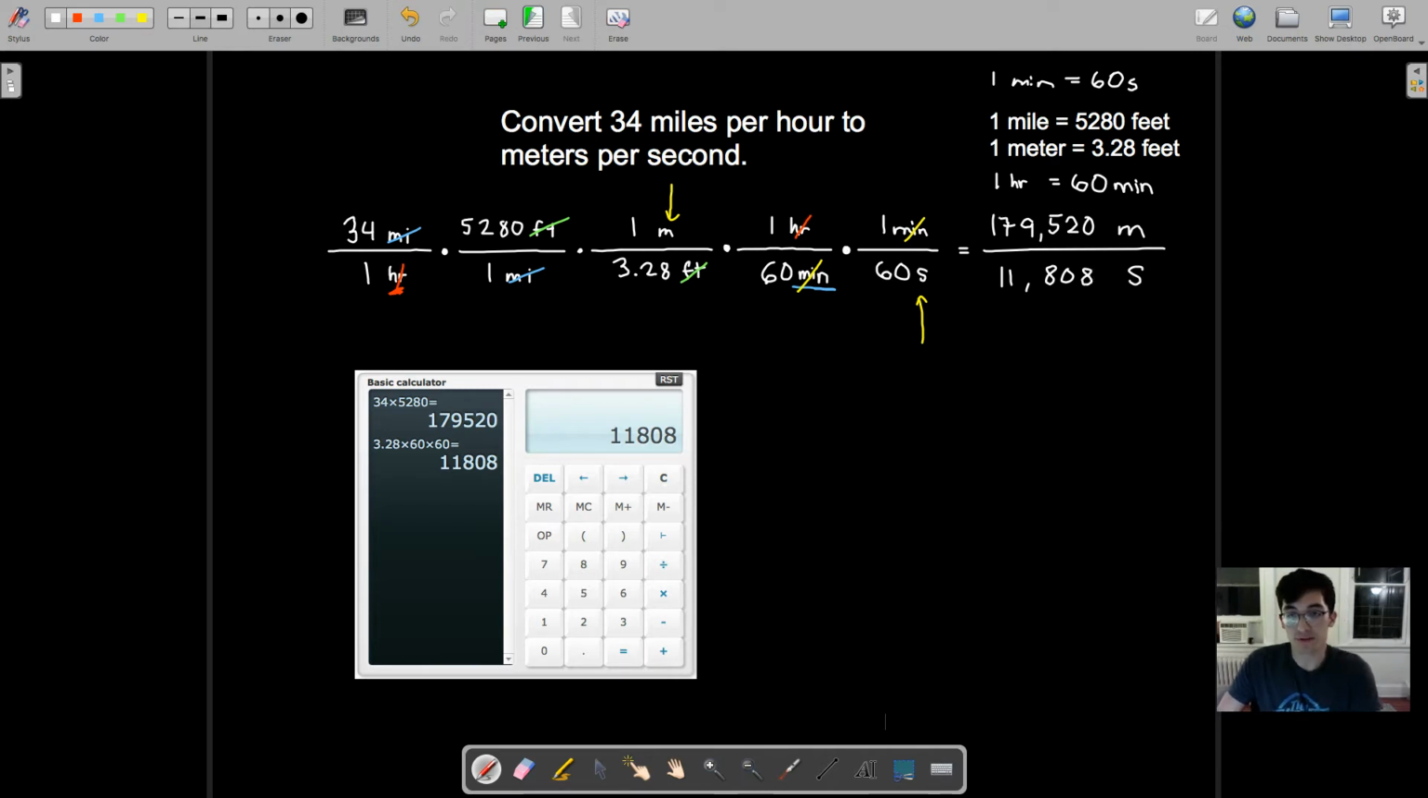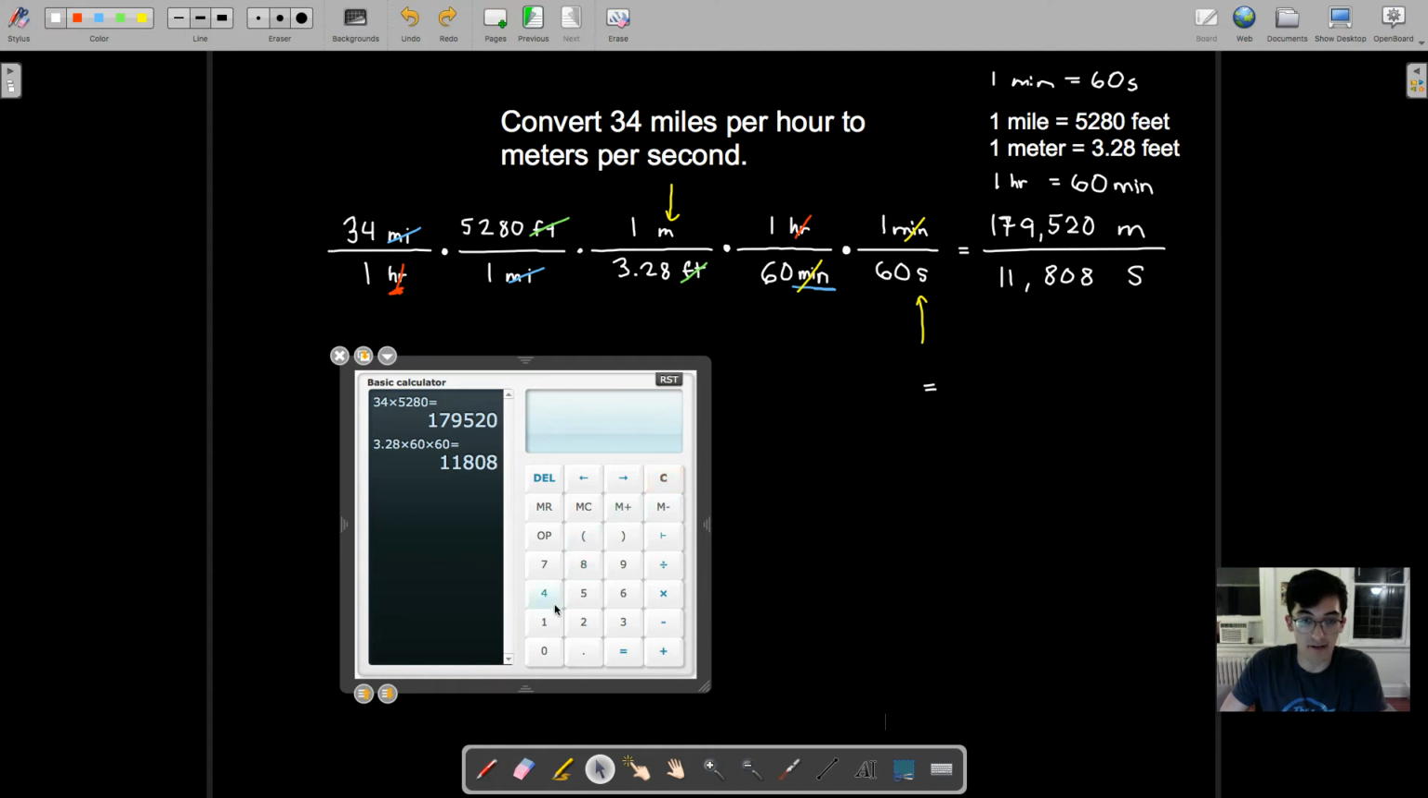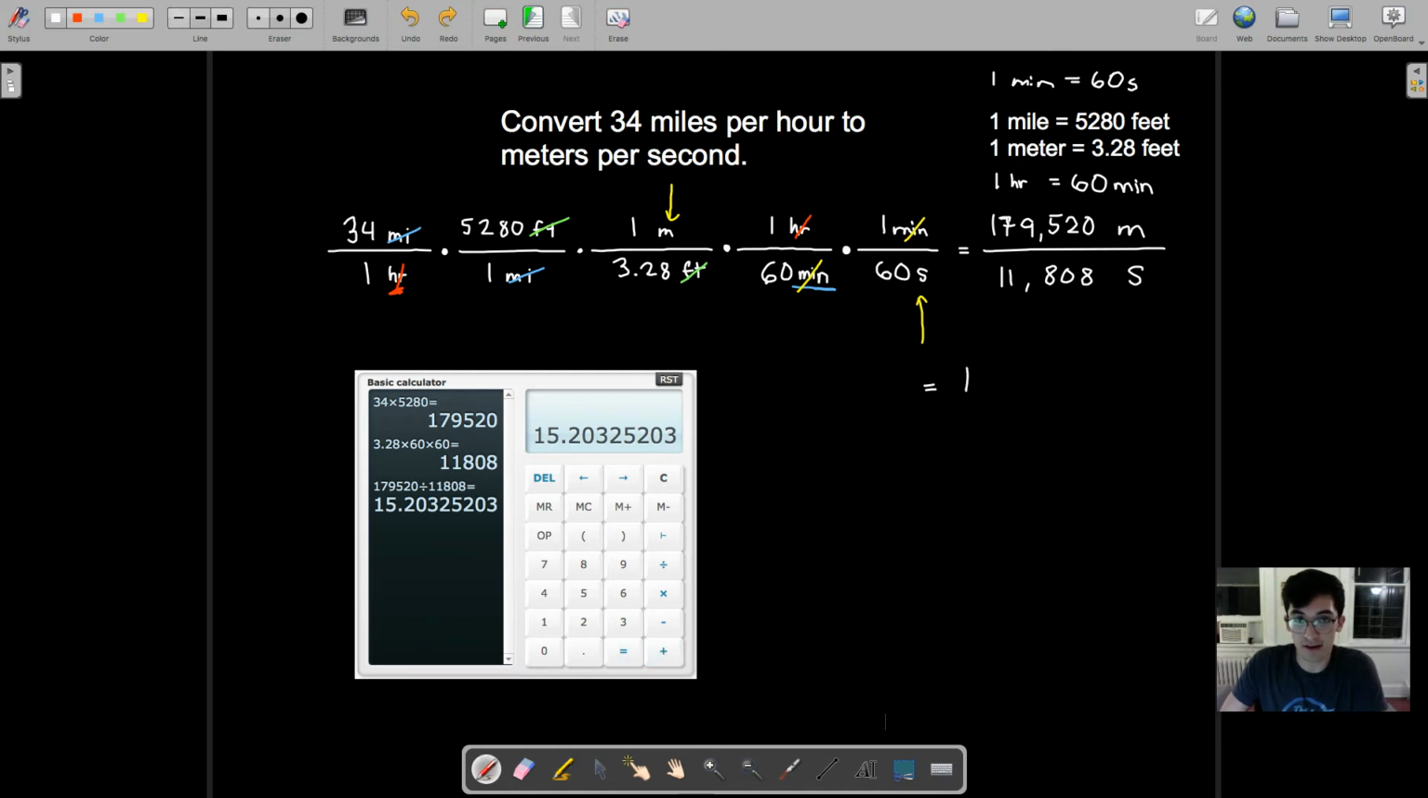So now we get this beautiful fraction, and we're going to go ahead and divide as our last step to find out what our final answer is, okay? So let's go ahead and do that. I have 179,520 divided by 11,808. And our final answer comes out to 15.2. So I'm going to go ahead and write that down here. 15.2, and our unit is meters per second. Meters per second. 15.2 meters per second.